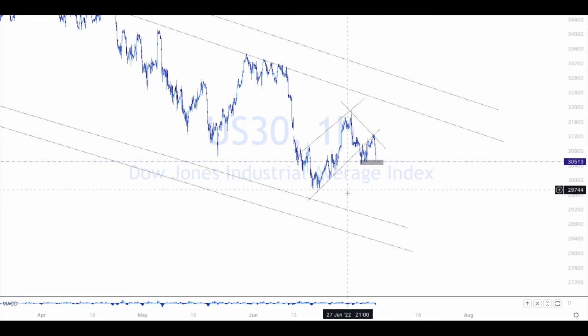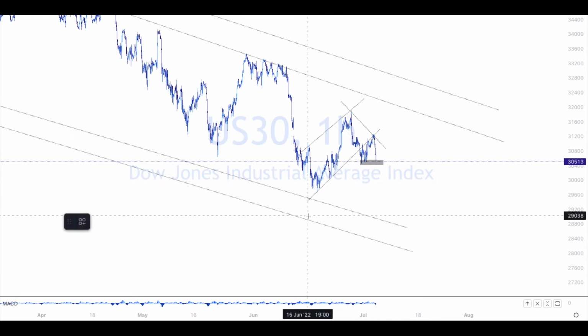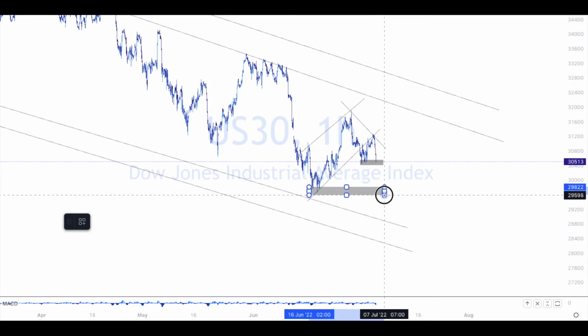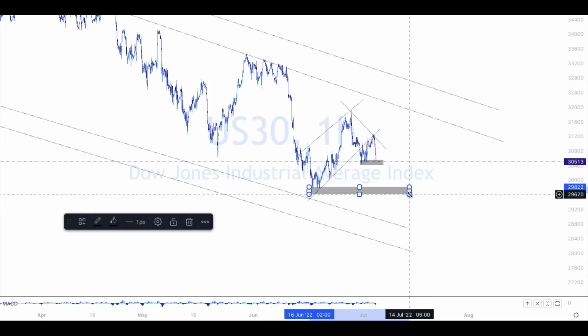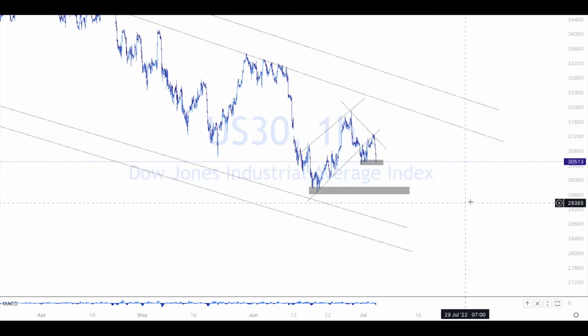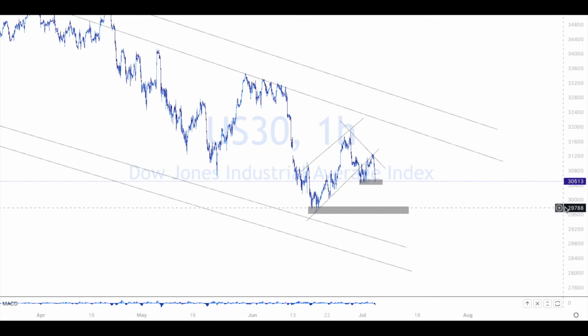It's already broken it, right? It's already broken this level. So it's fair to assume that price might be coming down here, that price might be coming down to this level over here, at which point it could then begin to do a push to the upside.